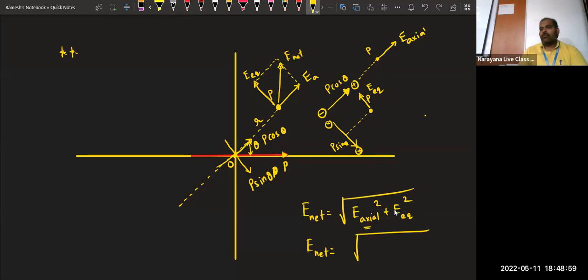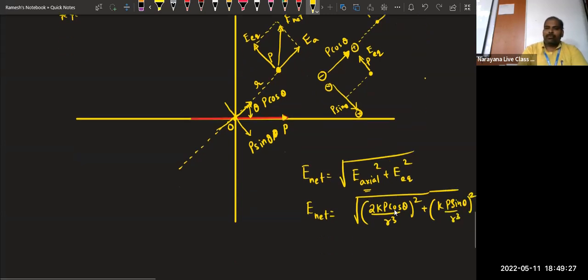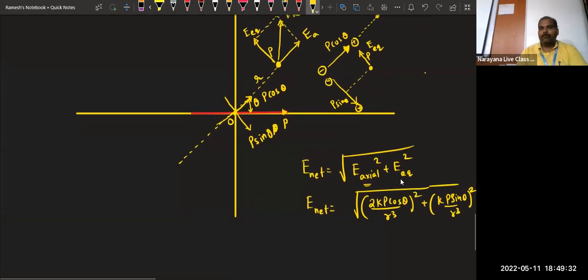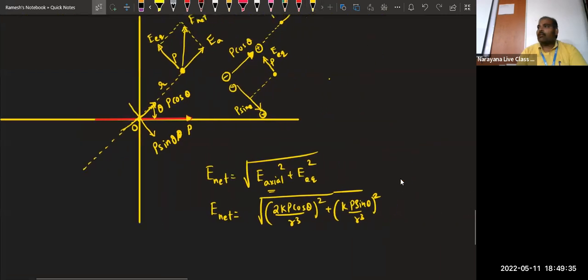Axial electric field equals how much? Who will tell the formula? Axial electric field equals 2kp by r cube, but here p value is p cosine theta, so (2kp cosine theta by r cube) whole squared. The equatorial electric field is kp by r cube, but here p value is p sin theta, so (kp sin theta by r cube) whole squared. Slightly you have to simplify this. What is the net electric field?